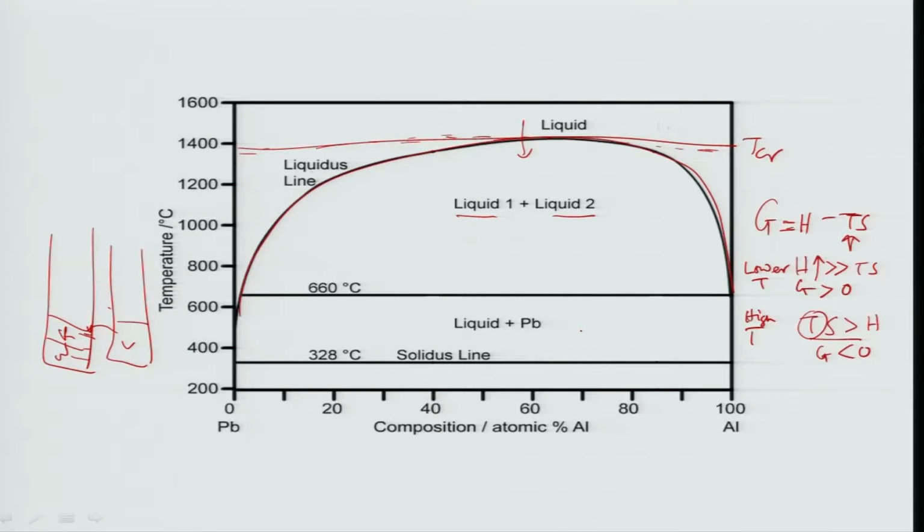Now, later on, if you cool it down further, below the melting temperature of lead, solid lead will come out, leaving behind liquid, and finally there is a eutectic reaction here, which you can't see, and everything will become solid.